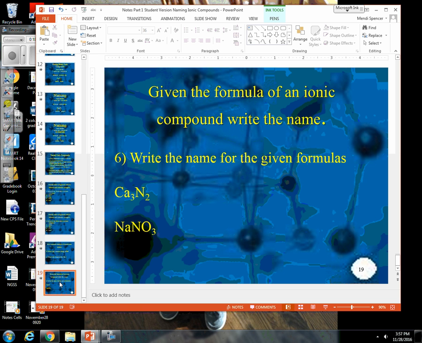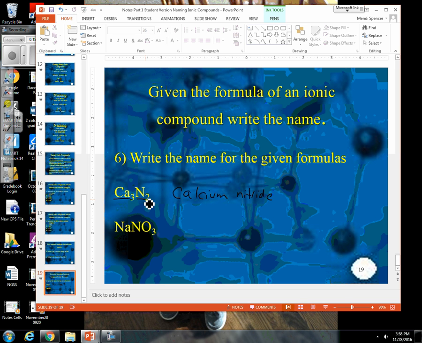So for Ca3N2, the correct ionic compound name is calcium, because we are working with the element calcium, and nitride, because we are working with nitrogen. We have calcium and nitrogen. There are 2 different elements. One is a metal, one is a nonmetal, and this is a binary ionic compound.